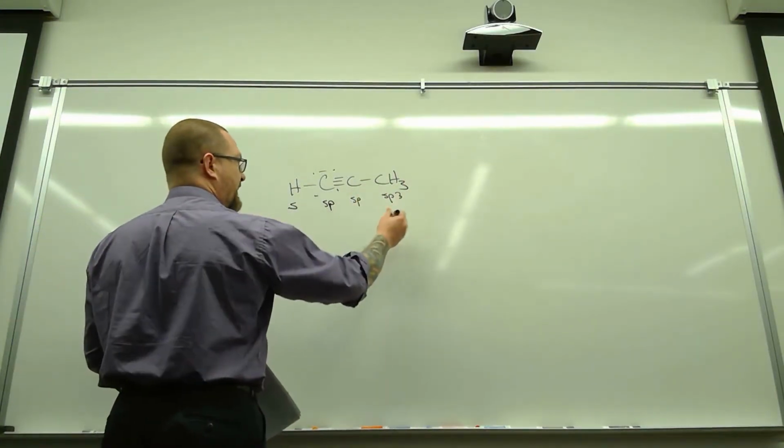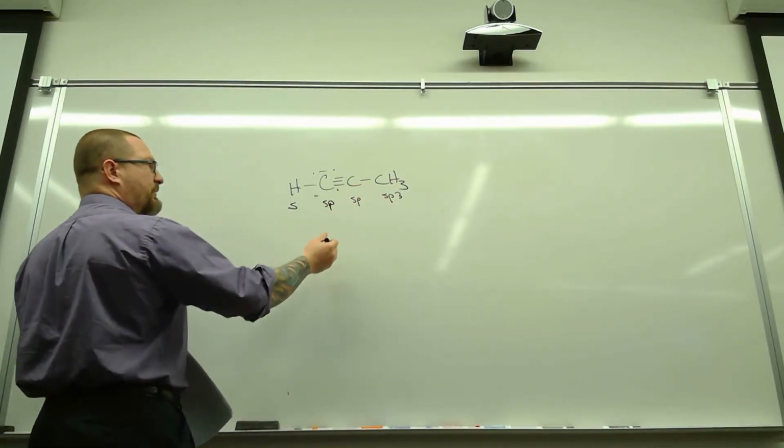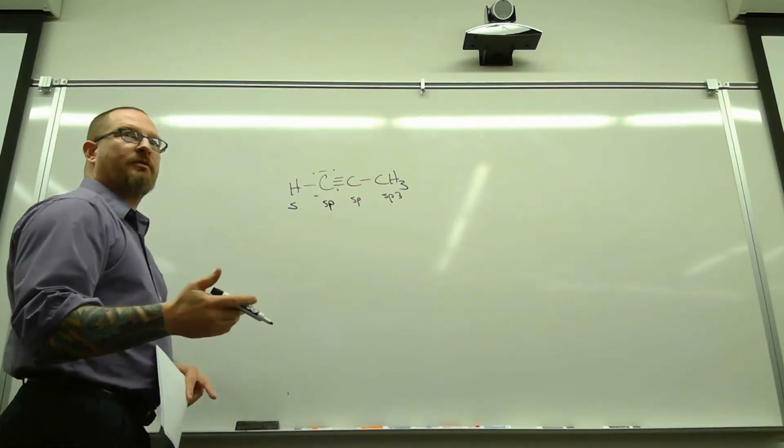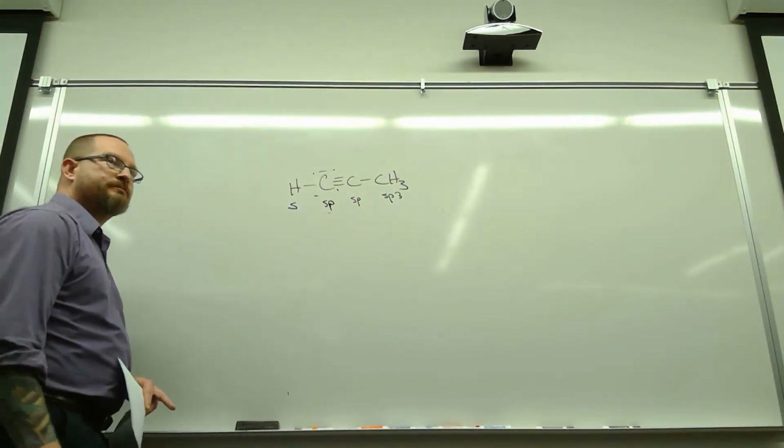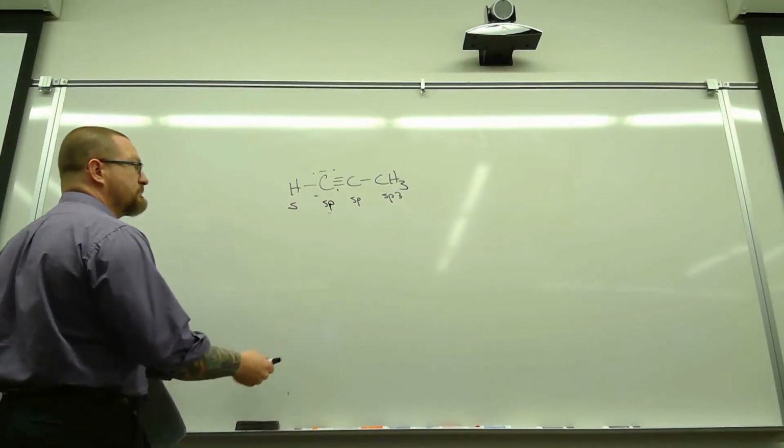Because if it's tetrahedral, it has to be sp3. If it's linear, it has to be sp. If it's trigonal planar, it has to be sp2. So each of those has 2 sp.